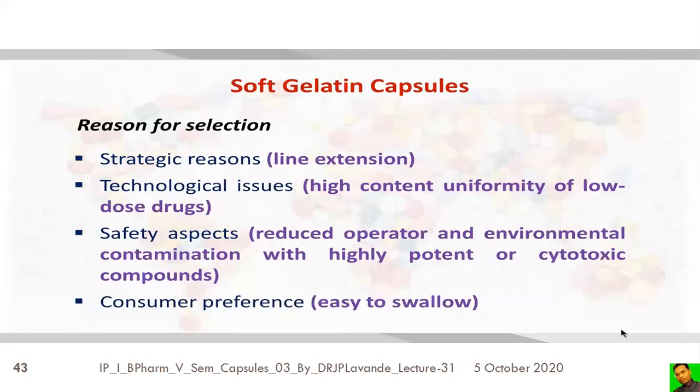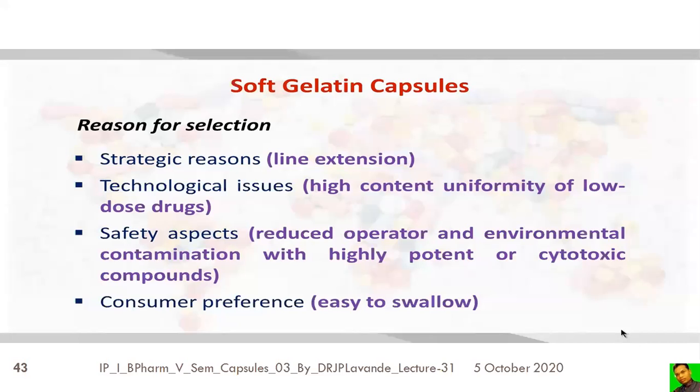There are technological issues, like the high content uniformity of low dose drugs. If the dose of the drug is low, then soft gelatin capsule is highly preferable. Safety aspects: reduced operator and environmental contamination with highly potent and cytotoxic compounds. Because these drugs are highly potent, they have a narrow therapeutic index, their dose is small, and they are toxic. So in such a case, in order to ensure safety, the whole process of formation, filling and sealing occurs continuously as a single step process.